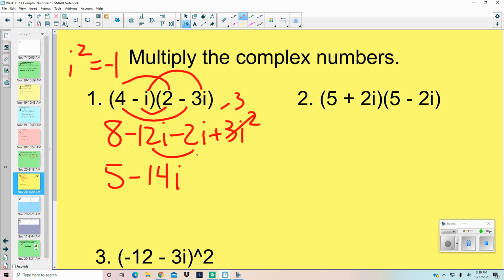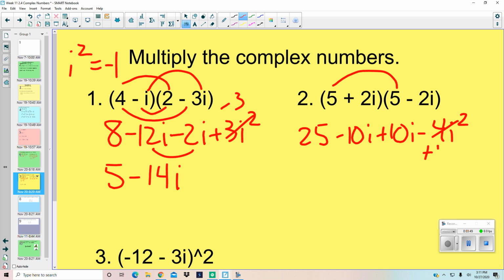The second one is going to give me 25. And then -10i plus 10i when I do the inside and the outside, -4i squared when I do the last term. So this is going to become a +4. So I get 29 when I put those together, and then these two go away. And so my answer is just 29. You could write +0i, but you don't need to. You can just write the real part. Okay, so this is considered multiplying a number times its conjugate. When you have 5 plus 2i and then 5 minus 2i, those are conjugates of each other.